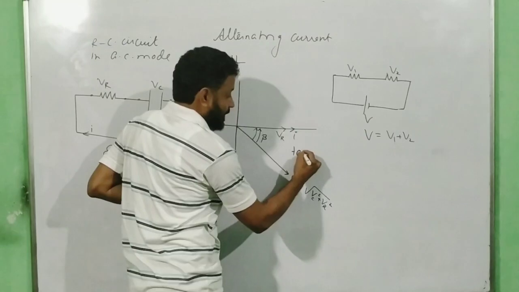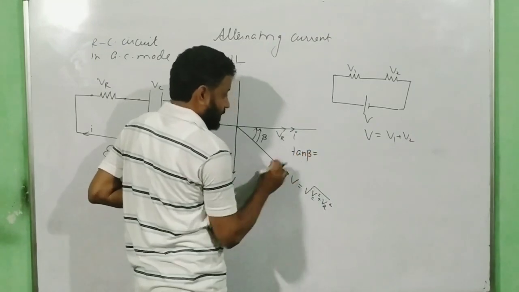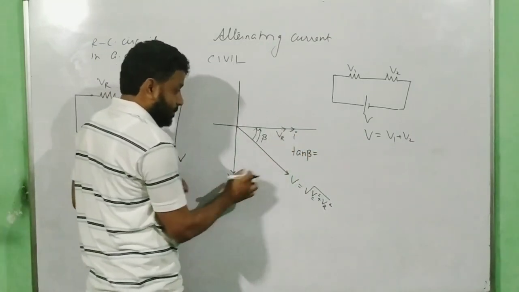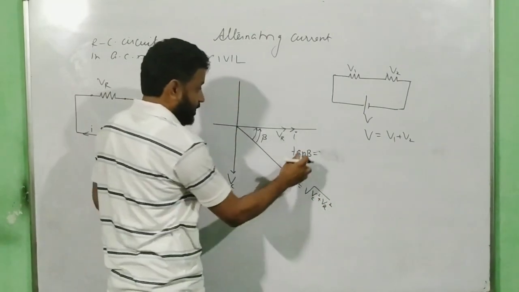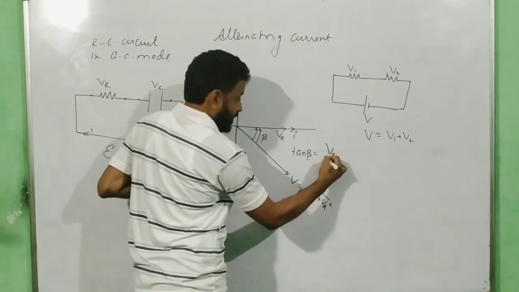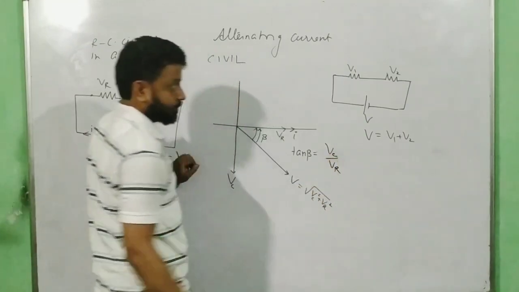How much is tan beta? I can find that also. Tan beta is equal to perpendicular divided by base. Perpendicular is VC, divided by base. Base is VR.